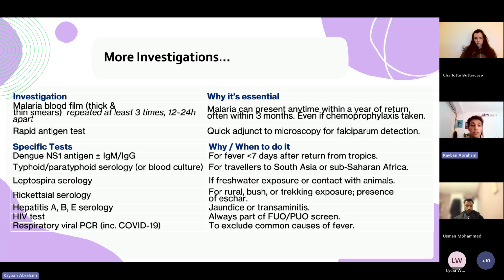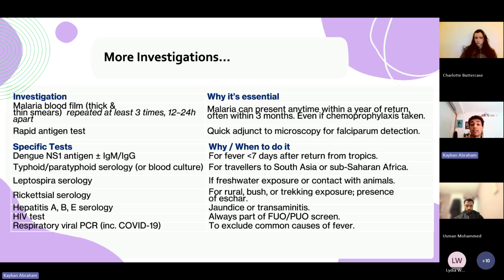Cool. So these are the more specific ones. Someone mentioned blood films. We have two types of blood films. There's the thick ones, which look at the blood generally and ask, is there parasite in this blood? Yes or no. And then once we've specified that there is, we can look at a thin smear and see what the actual parasite is.